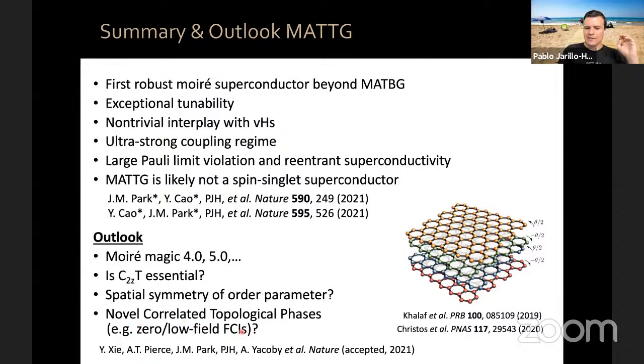So actually, together with our collaborators, I made you copy of this paper. Did we post it already? We may have posted it already, I forgot, on the arXiv. We have actually demonstrated relatively low field fractional Chern insulator states already in this system. Okay, it's actually in the bilayer case, not in the trilayer case.